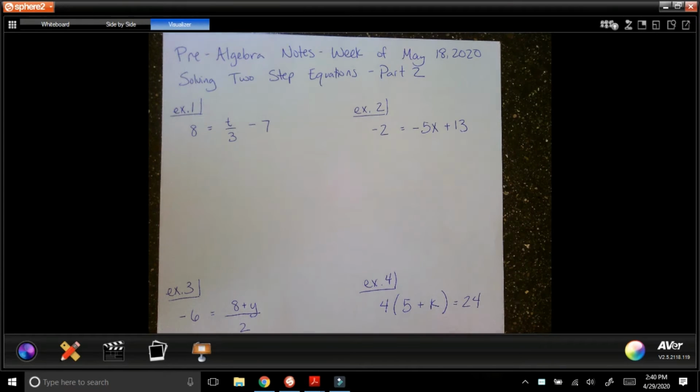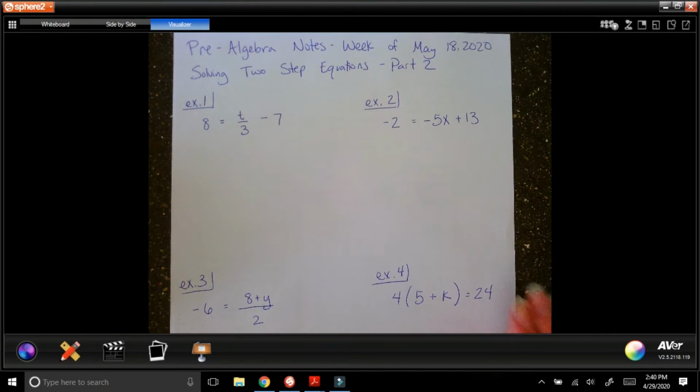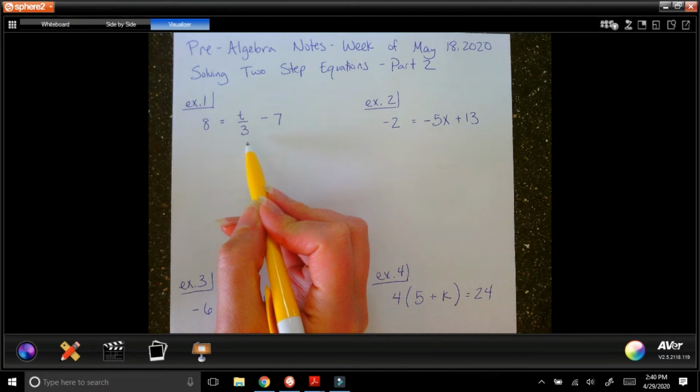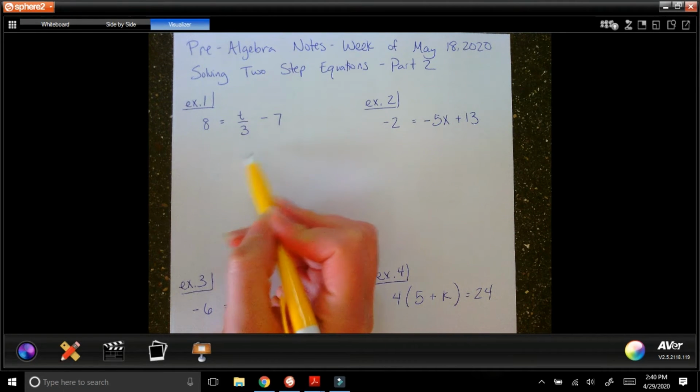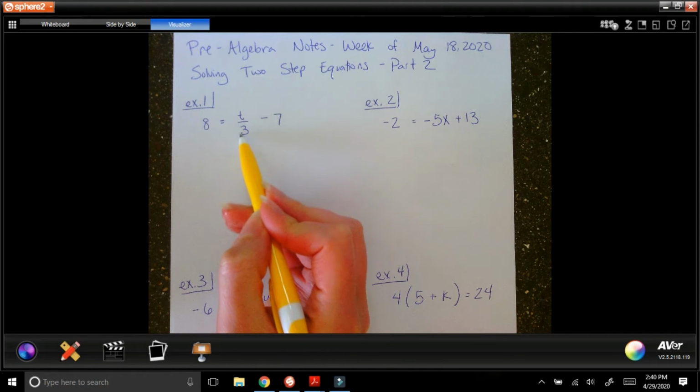Class, here is the second part of solving two-step equations. These are going to look a little different than last week. These are just kind of another step up in what you're going to be expected to know going into next year. You're still going to have just two steps, but instead of always having to add or subtract and then divide, sometimes you might have to multiply at the end.